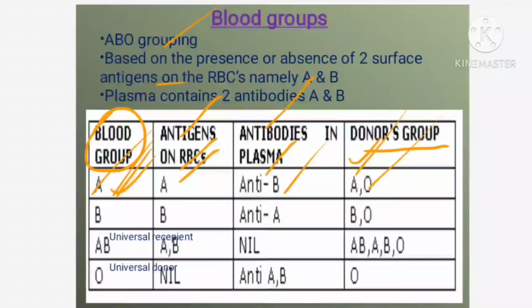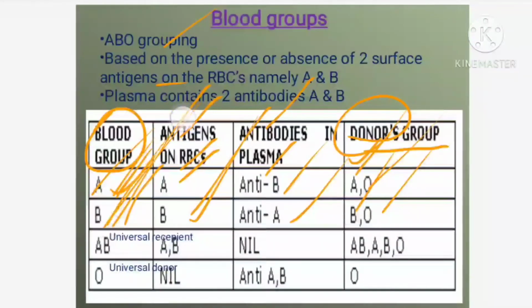Blood group B, which means what? The antigen present on the RBC is B, that's why the blood group is B. So, if antigen B is present, then which antibody will be present? Anti-A. So, a B blood group person can donate to him, as well as an O blood group person can also donate to the B group.